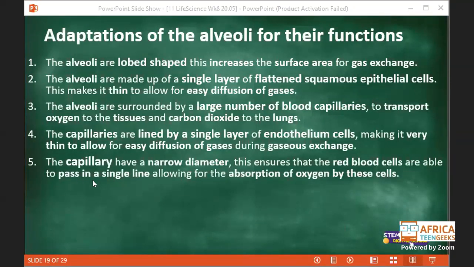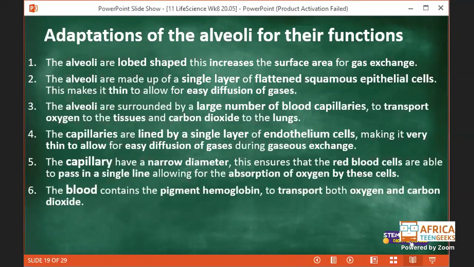Okay, fifth reason, the capillary has a narrow diameter. This ensures that the red blood cells are able to pass in a single line, allowing for the absorption of oxygen by these cells, as you guys have seen in the previous slide.